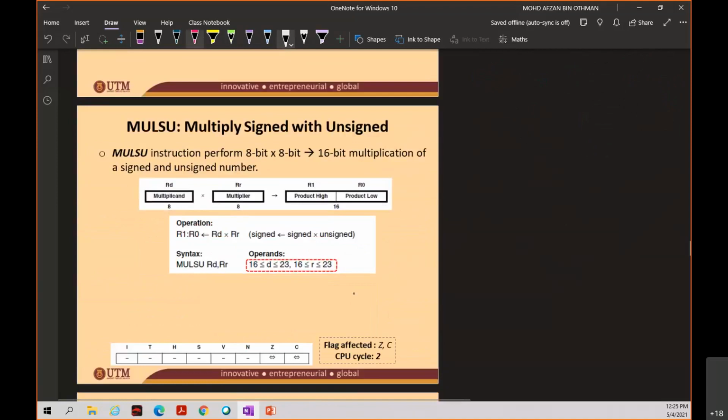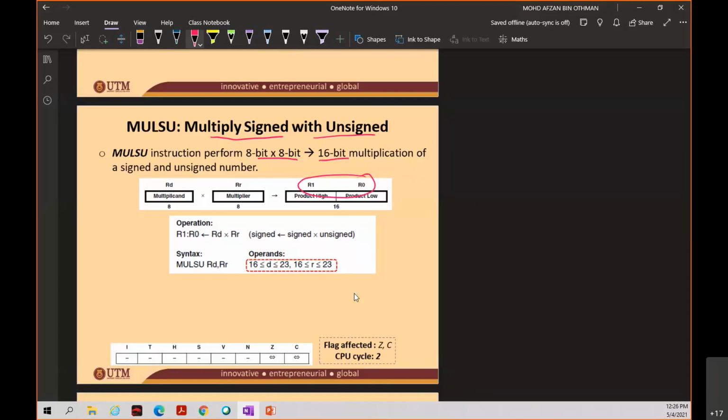If no questions, then we go to another instruction, which is MULSU. This is the third instruction. MULSU is multiply signed with unsigned number, similar to the previous instruction. It performs an 8-bit by 8-bit multiplication to produce a 16-bit result of a signed and unsigned number, and the result is stored in R1 and R0. So this is the operation: RD multiplied with RR, and you put the result in R1 and R0.